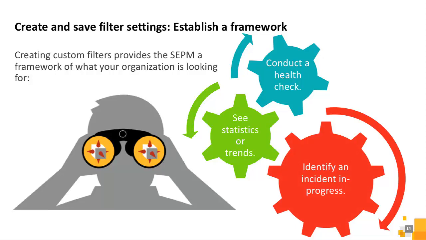You can use it to establish metrics of what you're looking for and eliminate non-essentials. In the example of Solucell, they are using the SEPM reporting to identify an incident in progress. But you can use reports to conduct a health check of the environment. This can then be used to track trends that relate to viruses, security risks, and attacks.